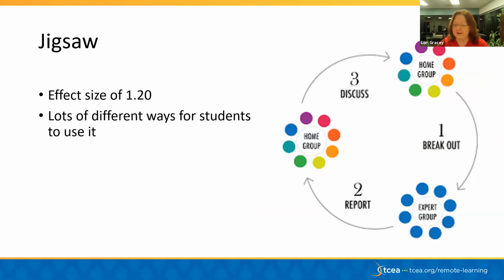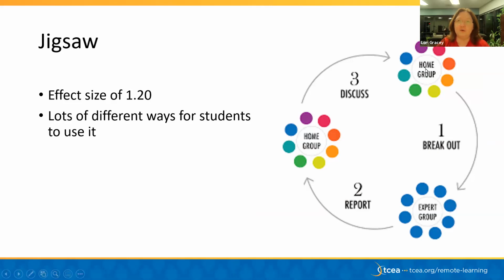Jigsaw came out of the 1960s when we were first beginning to mix races in the schools. And this was a way for students again to learn to work together. It's grown beyond that, though, into a way for students to master content, and it's highly effective. It has an effect size of 1.2. Again, you're going to get 3 years worth of growth in 1 year. Let me talk a little bit about how you do this, okay?